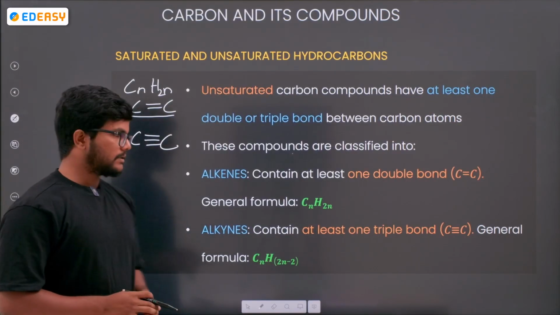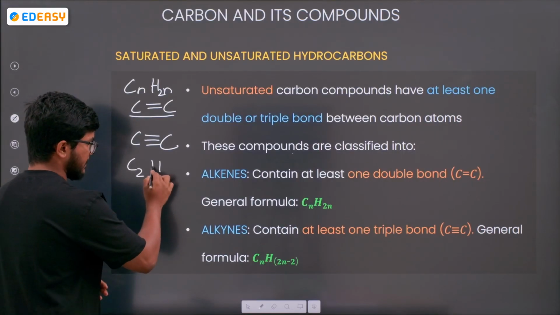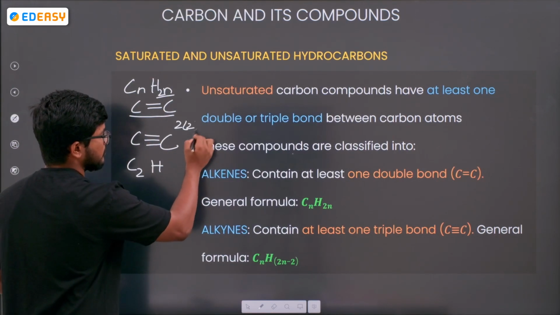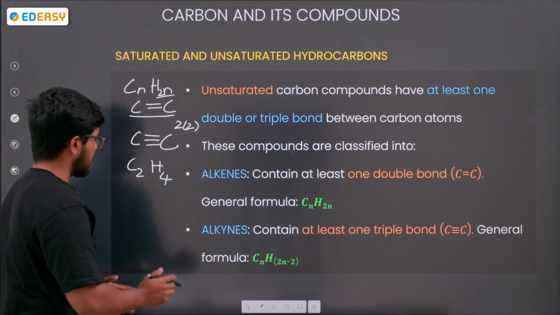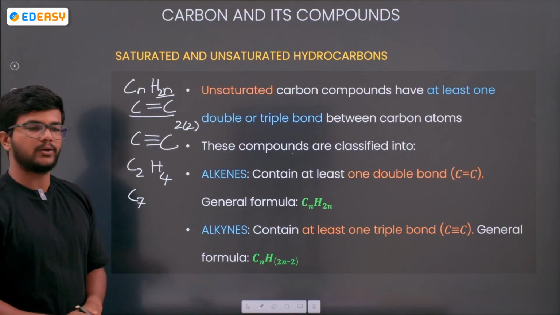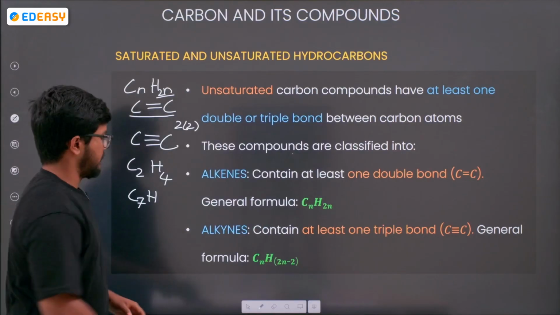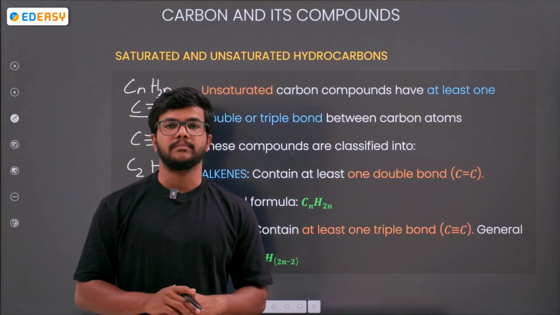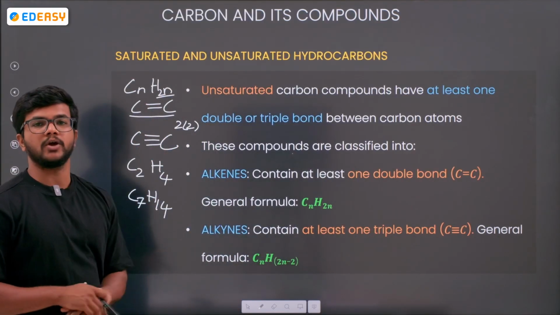Let me give one example. If there are two carbons, we need 2n, which means 2 into 2, so 4 hydrogens for the 2 carbons. Let me know in the comment section: if there are 7 carbons, how many hydrogens are required? 14. Yes, very good. For 7 carbons, we need 14 hydrogens. So for n number of carbons, we need 2n hydrogens.